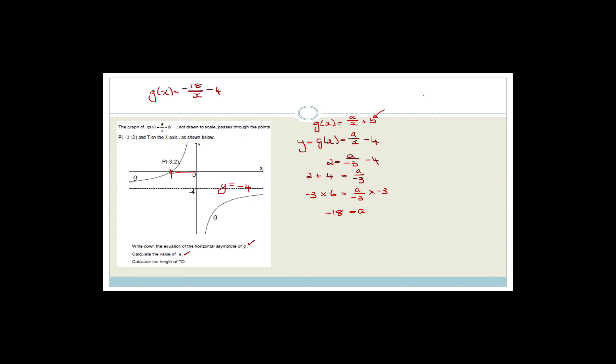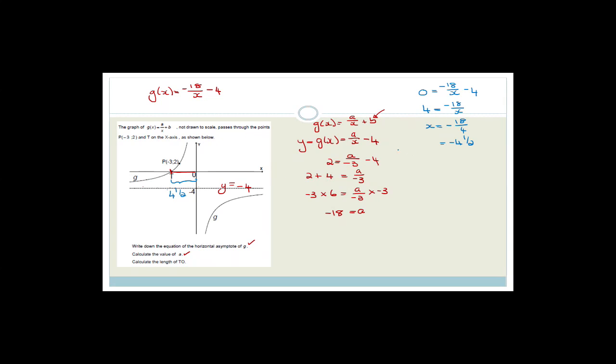So we're going to say, okay, fine. We've got naught is equal to minus 18 over x minus 4. Therefore, 4 is equal to minus 18 over x. So if we cross multiply, we get x is equal to minus 18 over 4, which is minus 4.5. Therefore, the length of TO is going to be 4.5.